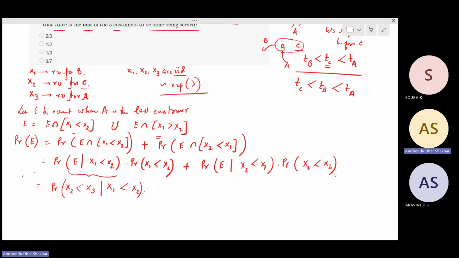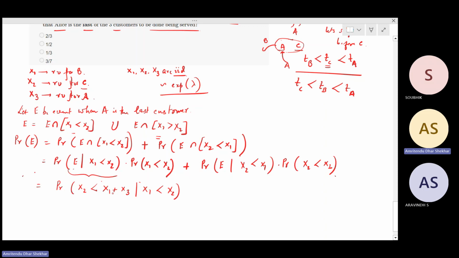Oh, okay. Sorry. X3 is for Alice. I'm making a mistake over here. Essentially, if x1 is smaller than x2, then it's not that x2 is less than x3. Actually, there's a correction to be made. So this is equal to the probability of x2 being less than x1 plus x3, given that x1 is less than x2.